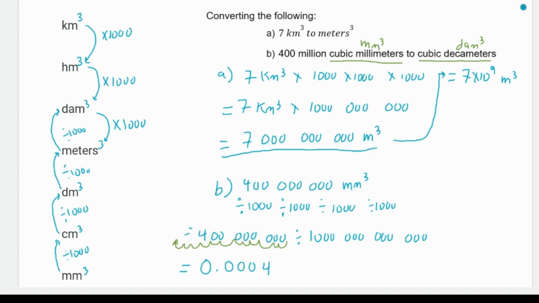0.0004. And I forgot my equal sign, so we should show what's happening here. And now my units are decameters cubed. So here you go, same as before, here is our final answer: 400 million millimeters cubed is the same as 0.0004 decameters cubed. And bonus idea, if you really want to show off your scientific notation skills, this would be 4 times 10 to the negative 4 decameters cubed.